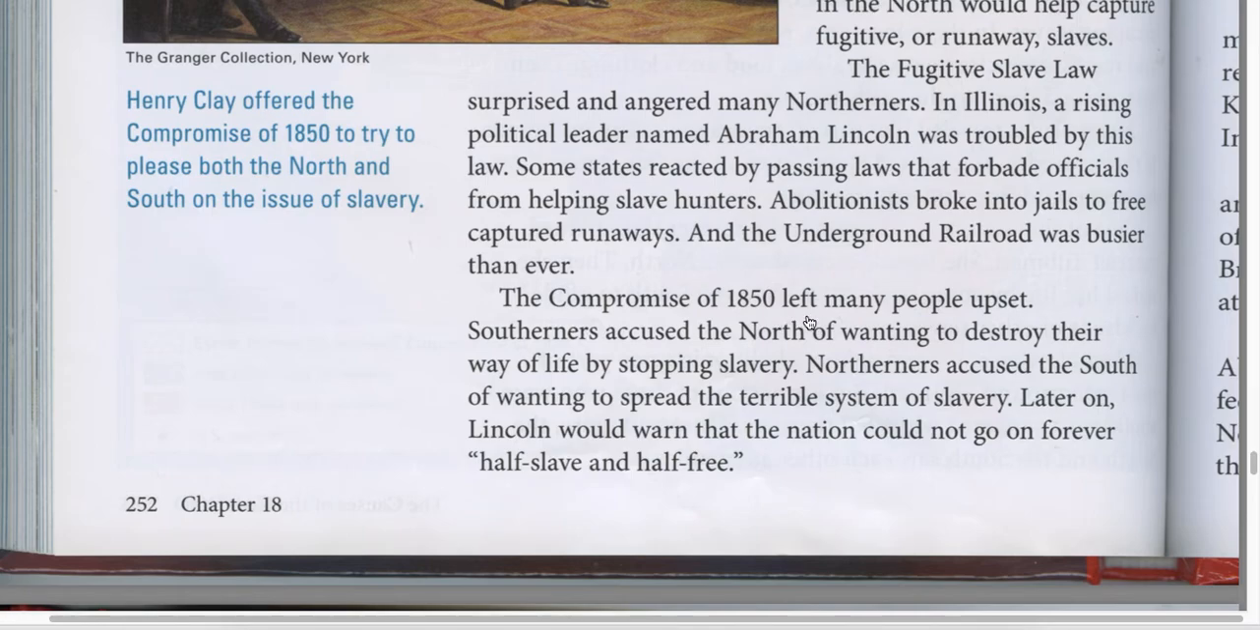The Compromise of 1850 left many people upset. Southerners accused the North of wanting to destroy their way of life by stopping slavery, also by aiding enslaved people to escape. They were upset about that. Northerners accused the South of wanting to spread the terrible system of slavery. So now Northerners are beginning to see it as a moral evil that needs to come to an end. Later on, Lincoln would warn that the nation could not go on forever, half slave, half free.